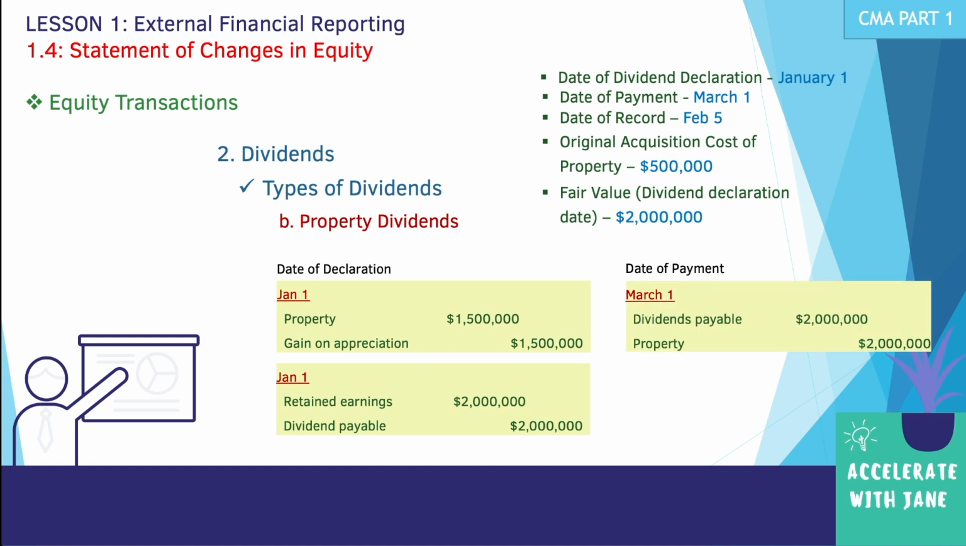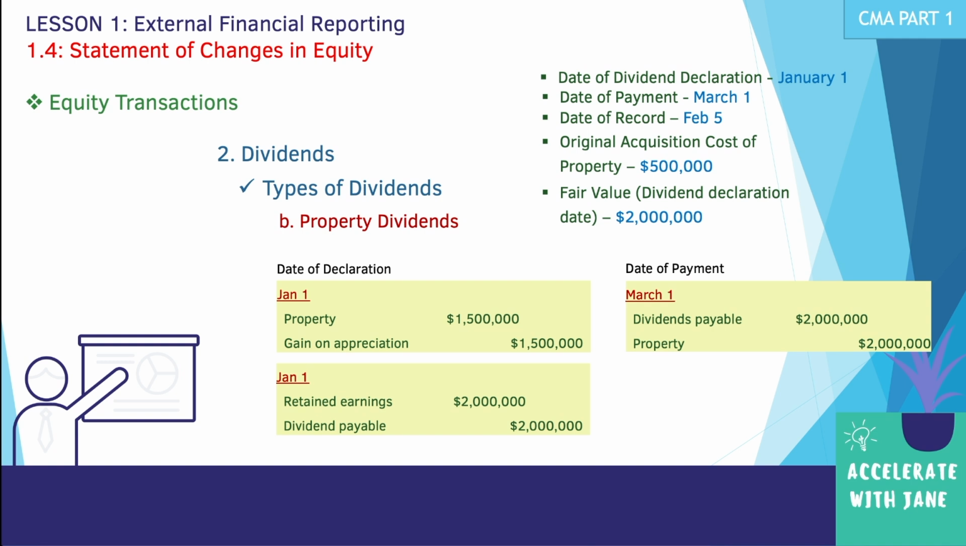On the date of payment, in this case, we are assuming that the fair value of the property is the same as during the date of declaration. Hence here, if you can see, we debit dividends payable and credit property equal to $2 million, or the fair value.